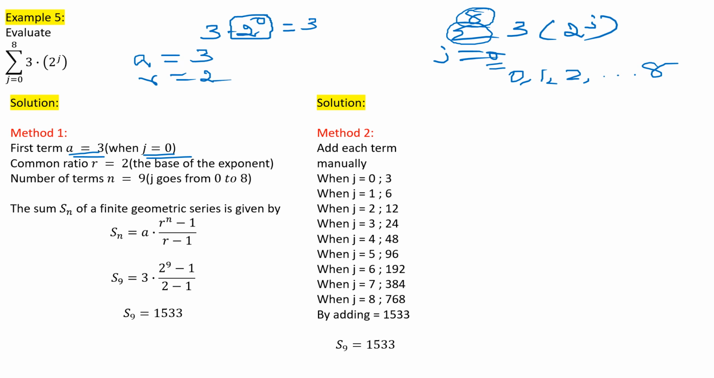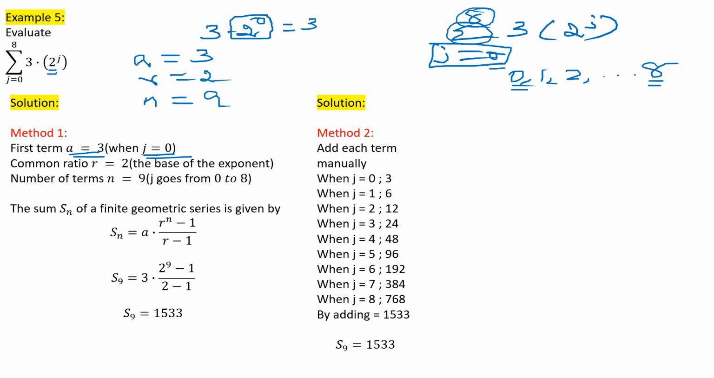So how to find common ratio? You have to see the base value. Then the number of terms. How many number of terms we have? j starts from 0 to 8. So you have to start from 0. This is your first value until 8. So that means you say number of terms n equal to 9.